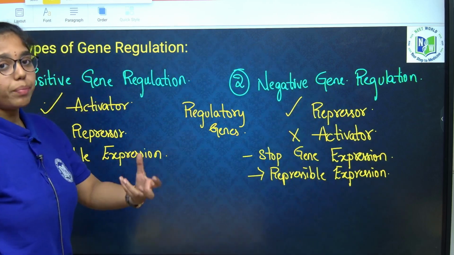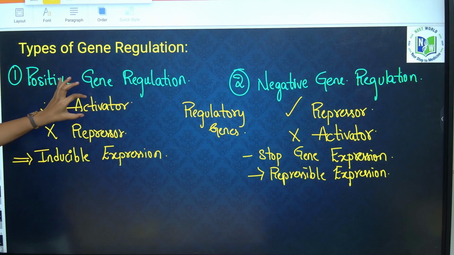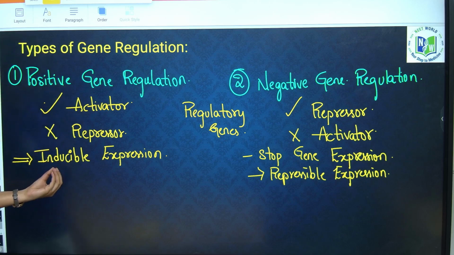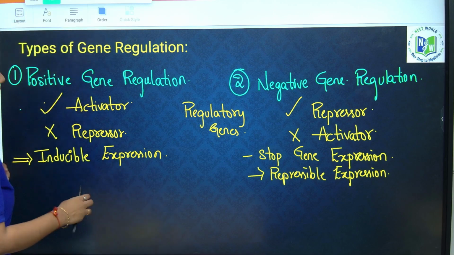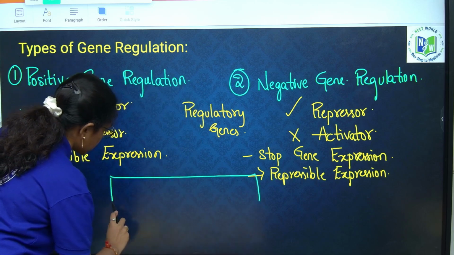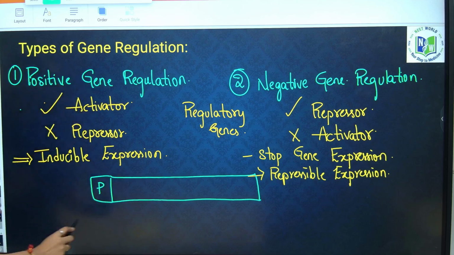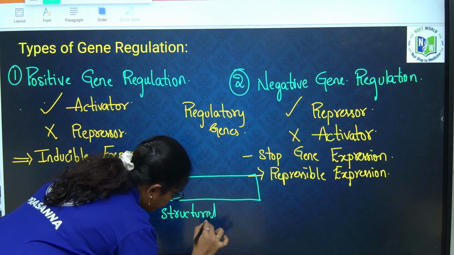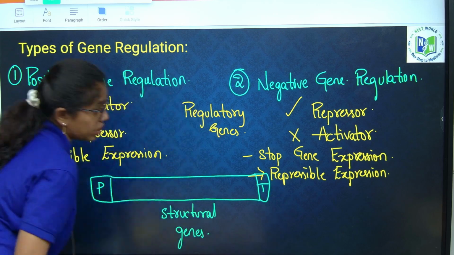Now you might be getting the doubt, from where are these regulatory genes present? Where are these activator and repressor going to bind, to which region of the gene, and how is inducible expression seen and how is repressible expression shown? If you take a transcriptional unit, we learnt that it includes promoter, structural genes, and terminator.